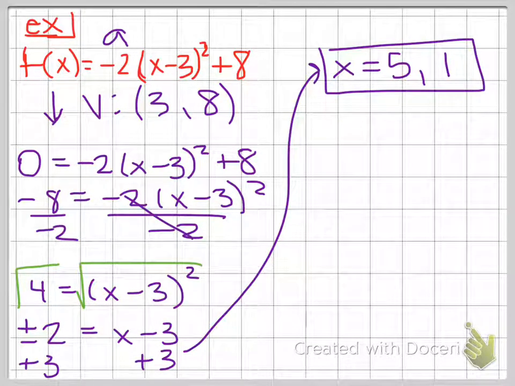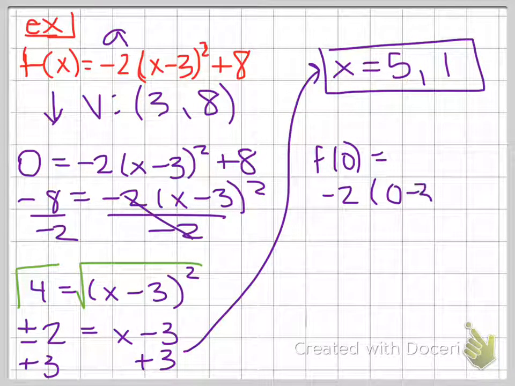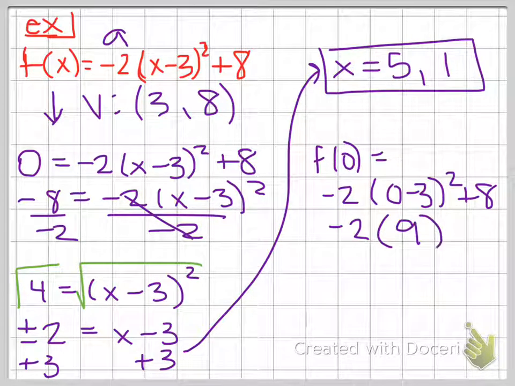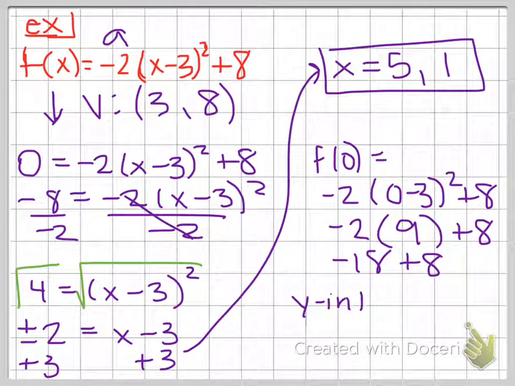And lastly, we've got to find our y-intercept, and we do that by plugging in 0. So we're finding f of 0. So we'll have -2 times the quantity 0 minus 3, squared, plus 8. So 0 minus 3 is -3. -3 squared is a positive 9. We multiply, we get -18 plus 8. So our y-intercept is equal to -10.